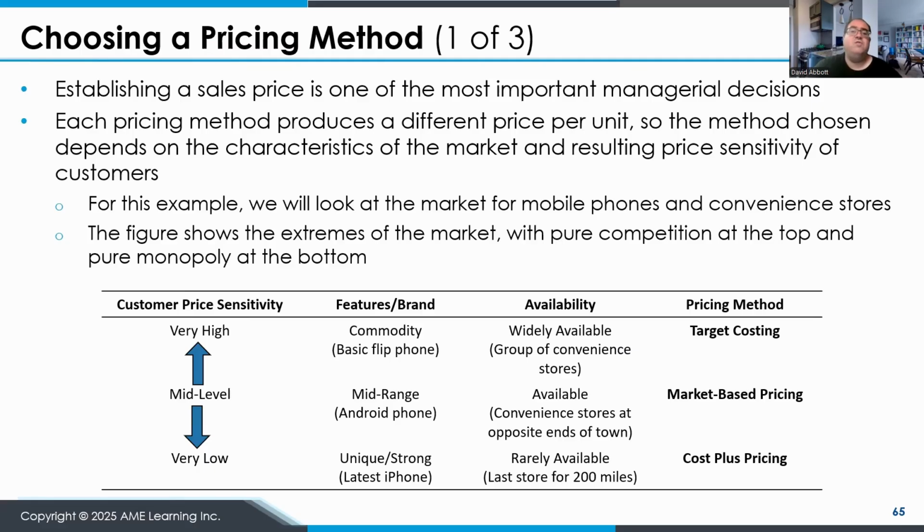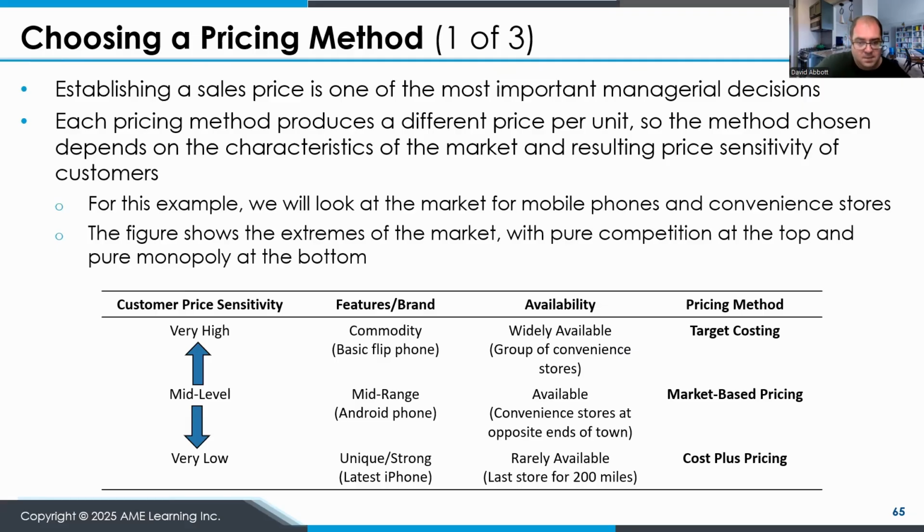And so, how would we choose the correct pricing method? Establishing a sales price, as we stated before, is going to be one of the most important strategic management decisions you would make. Each pricing method produces a different price per unit. So the method chosen is going to depend upon the characteristics of the market and the resulting price sensitivity of customers. And so, for this example, we'll look at mobile phones and convenience stores. This really is kind of a weird example, but we'll go with it.